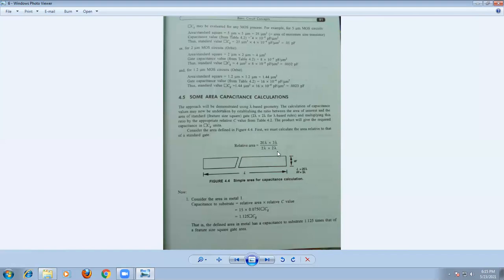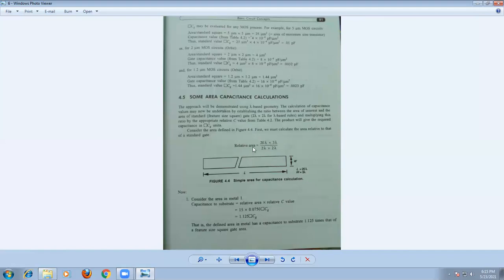What is the standard gate area of the transistor? 2 lambda into 2 lambda, right? L is equal to W. So 2 lambda into 2 lambda. So what is the actual area of the layer? L into W. So there is 20 lambda into 3 lambda.